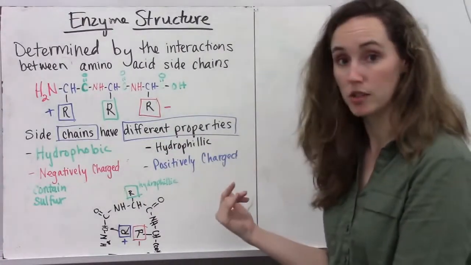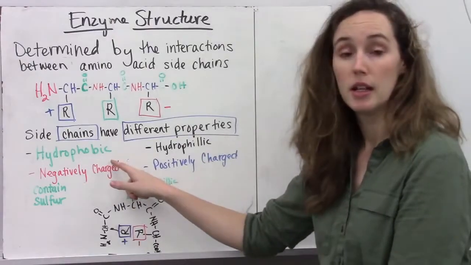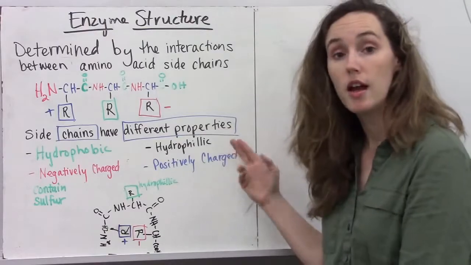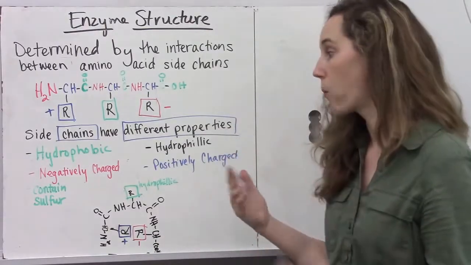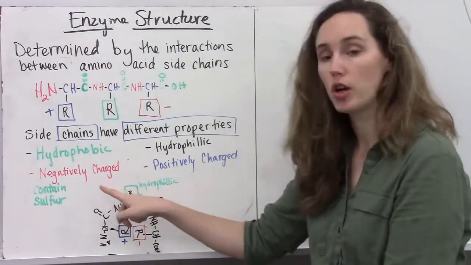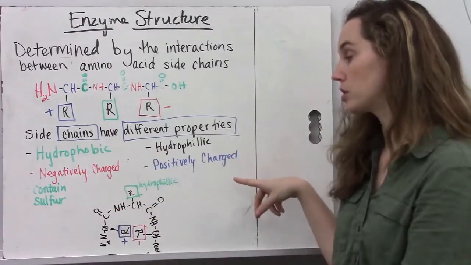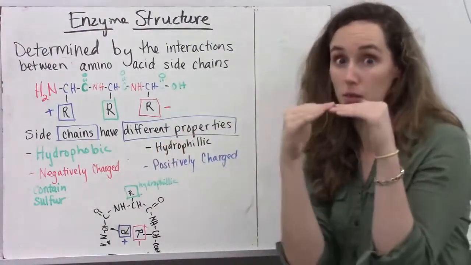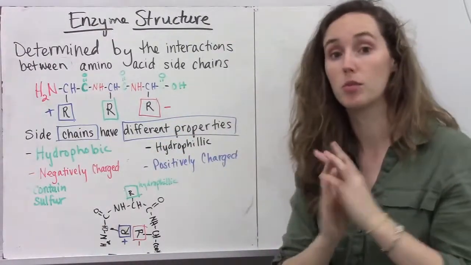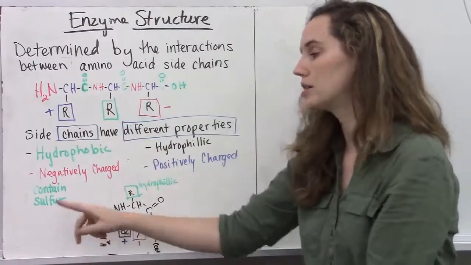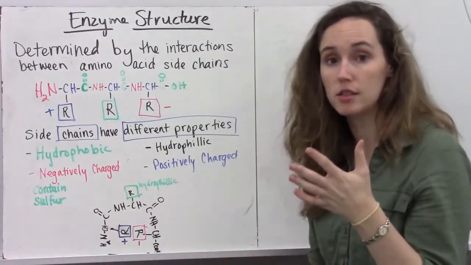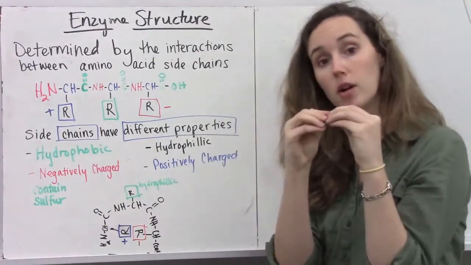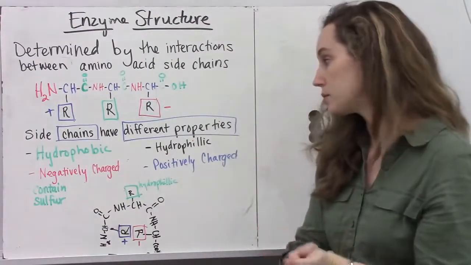Some side chains are hydrophobic, meaning they don't like to be around water. Some, conversely, are hydrophilic, meaning they like to be around water. Some are negatively charged, and some are positively charged. Negative and positively charged amino acids like to be near each other in the folding of a protein. And some also contain sulfur, and there are special cases, but it's good to know just that sulfurs like each other, and they will pair up together when a protein is folding.